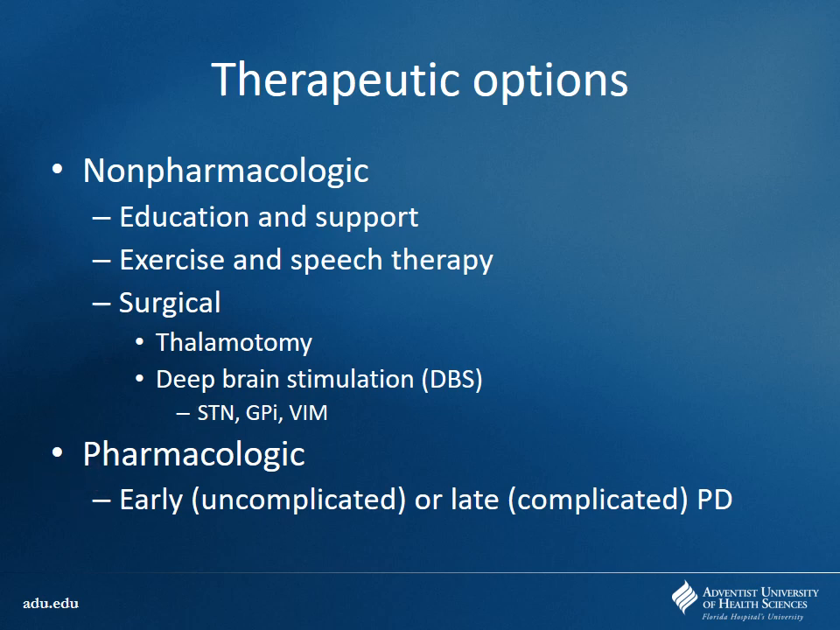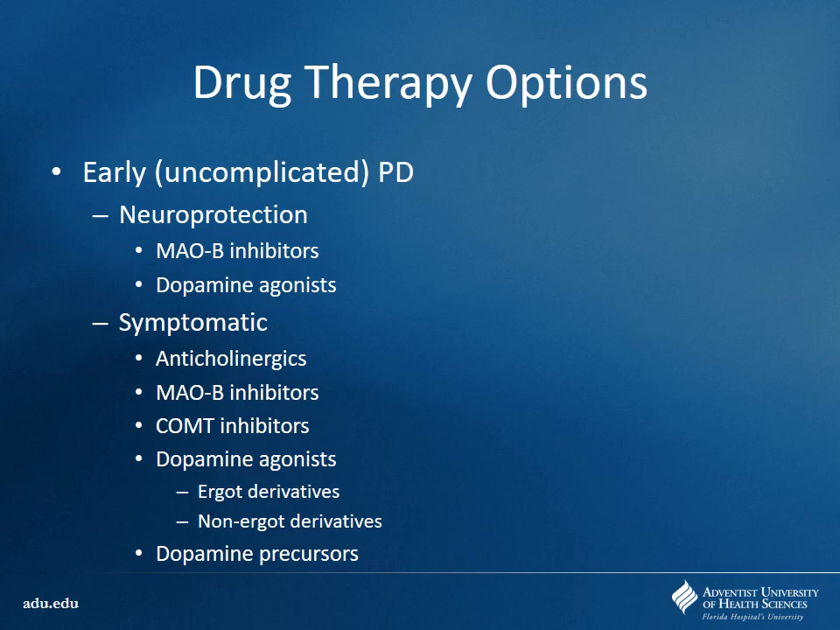And the big thing to know is there's going to be early treatment, which is hopefully going to help with symptoms and also help to hopefully prevent progression of disease. And there's going to be more late complicated Parkinson's disease. And we'll see how the therapy changes based on kind of where they're at in the disease process. So early uncomplicated Parkinson's disease, we'll look at drugs that can help with neuroprotection, meaning they help to prevent further degradation of the dopaminergic neurons.